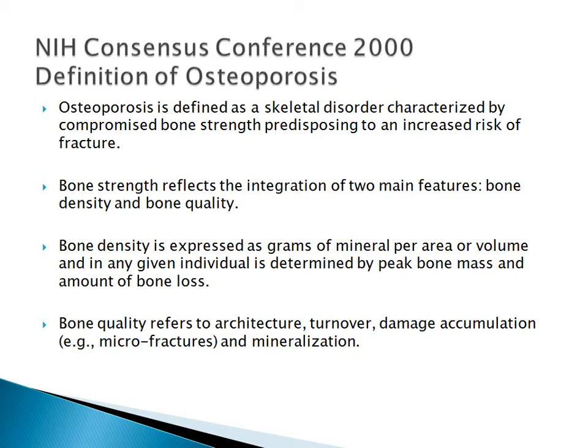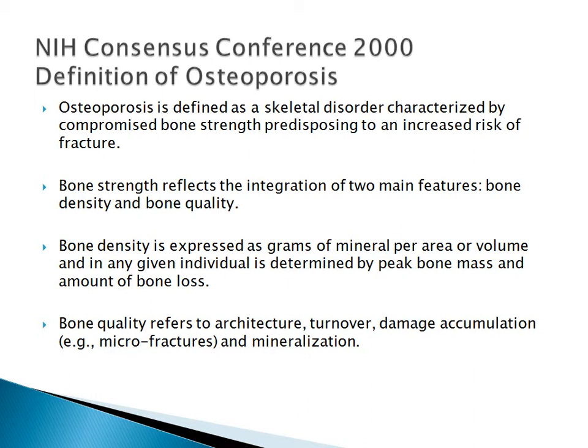Bone strength is a concept. There's no direct measure of bone strength, but bone strength reflects the integration of two main features: bone density, as determined by DXA, and bone quality. Bone density is expressed as grams of mineral per area or volume, like grams per centimeter squared, and in any given individual is determined by peak bone mass and amount of bone loss. Bone quality refers to architecture, turnover, damage accumulation, for example microfractures, and mineralization.